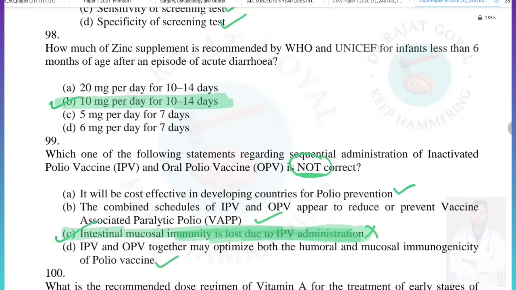How much zinc supplement is recommended by WHO and UNICEF for less than 6 months? So for less than 6 months it is 10 mg, and for greater than 6 months it is 20 mg. So answer here will be B.